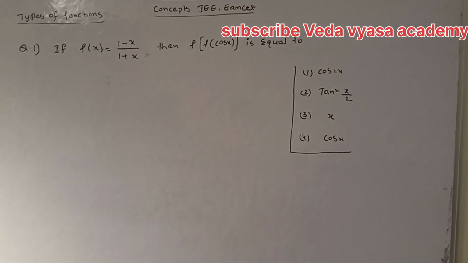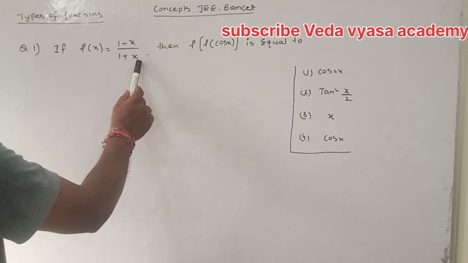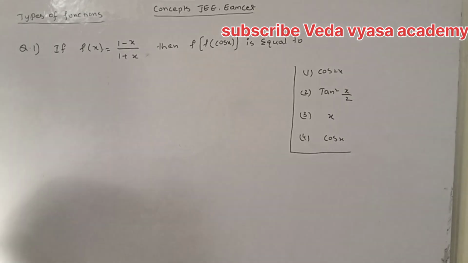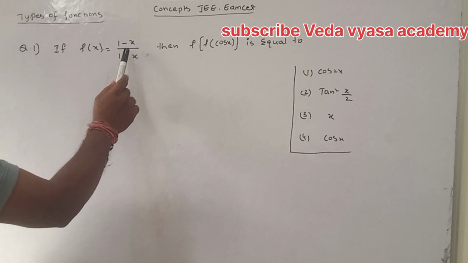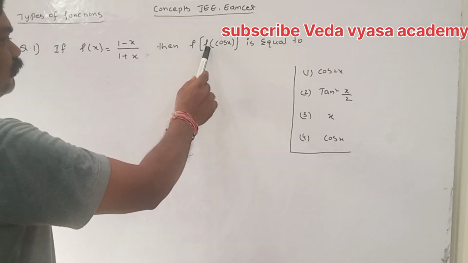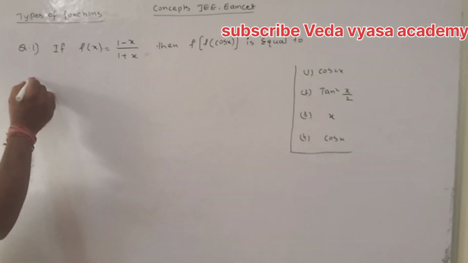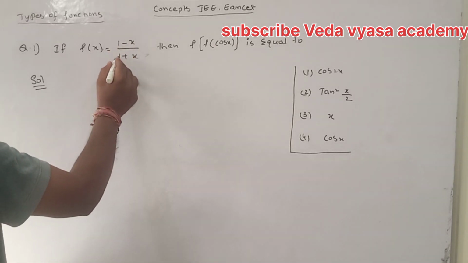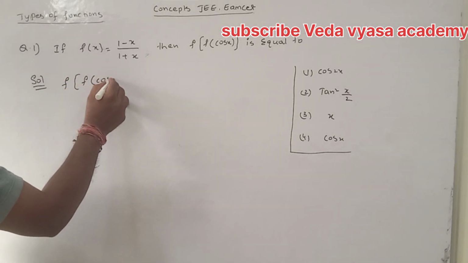One more problem on functions. Here we are given: if f of x is equal to 1 minus x by 1 plus x, then f of cos x is equal to, and these are the options given. So we have f of x equal to 1 minus x by 1 plus x, and we have to find f of cos x.